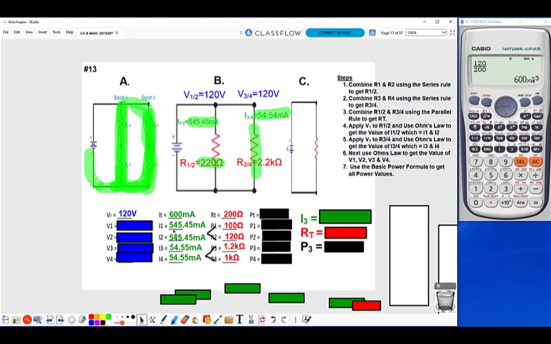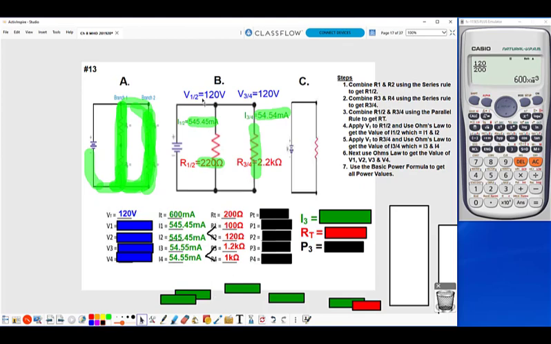How did I get these numbers again? By taking the 120 and dividing it by the 220 ohms. The 220 was the addition of R1 and R2 added together, because R1 and R2 are in series. Where did I get the 2.2k from? I added R3 and R4 together because those two are in series. And then I just take the VT and apply it to both resistors.